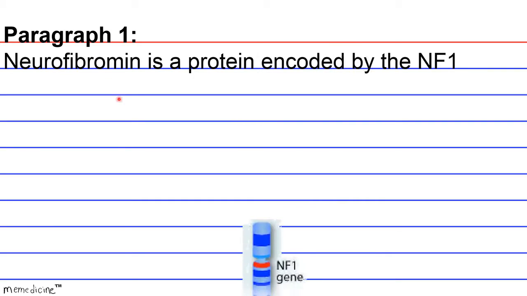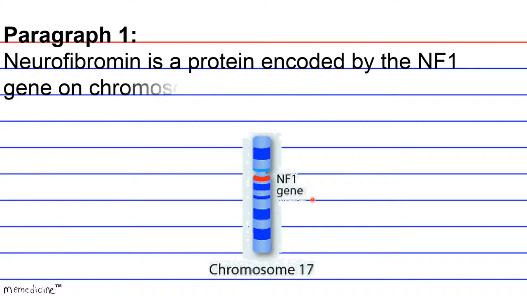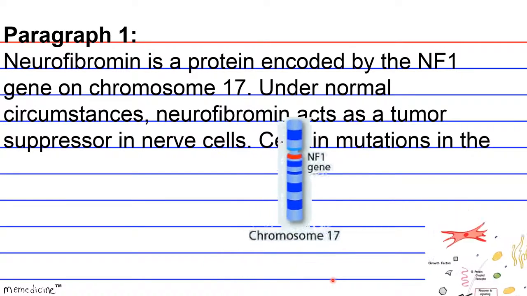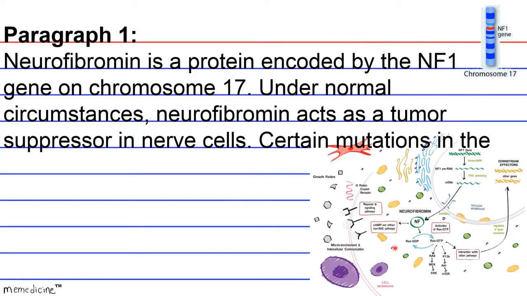Paragraph 1. Neurofibromin is a protein encoded by the NF1 gene on chromosome 17. Under normal circumstances, neurofibromin acts as a tumor suppressor in nerve cells. Here we see the NF1 gene being first transcribed into an mRNA transcript, then translated into this protein, which has over 2,000 protein residues. The way that it's able to act as a tumor suppressor is that the neurofibromin protein acts as a negative regulator of ROS signaling. That's just an aside.